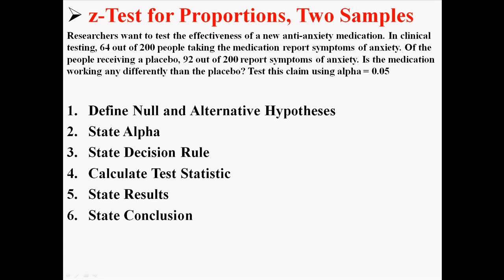Now notice that these are proportions. We have 64 out of 200 and 92 out of 200. We're going to compare these two proportions using a z-test. And the z-test is going to have 6 steps. First, we're going to state the hypotheses. We're going to state alpha, state the decision rule. Then we're actually going to calculate the z, state our results, and then state our conclusion.